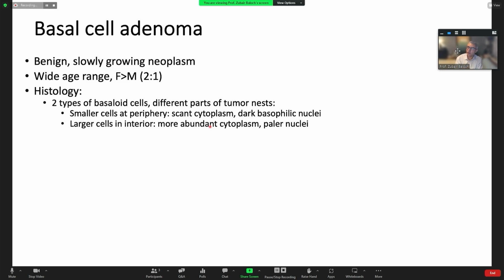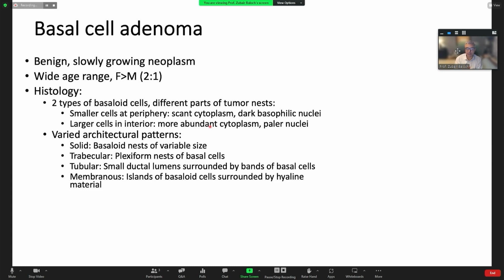I sometimes find this tumor very difficult to diagnose if it does not follow the typical pattern, because it has many patterns in there. The larger cells are more in the interior of those basaloid nests, and they have more abundant cytoplasm. And I will show you some examples. They have different patterns, and I'm not going to go through all of them, but I'm just going to show you how heterogeneous the morphology in this tumor can be.